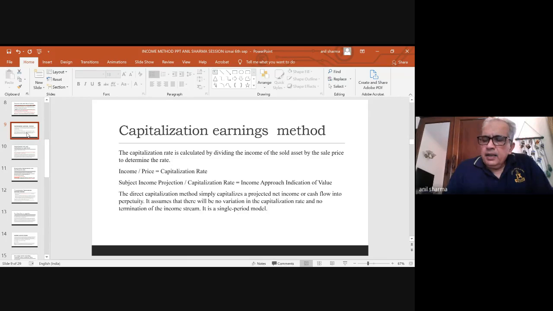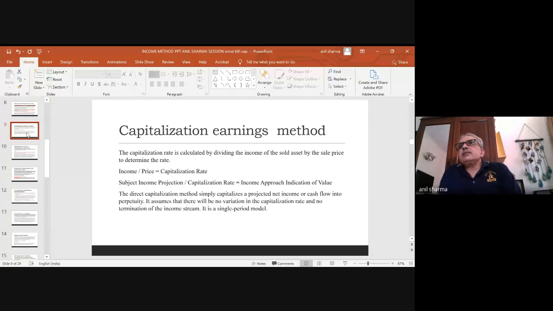So your income projection is 1 lakh rupees, and let's say that the discounting rate was 12% and you had a 4% rate of growth every year. So 12 minus 4 will become your denominator, which will be the capitalization rate, and you will be able to get the income value of the asset.